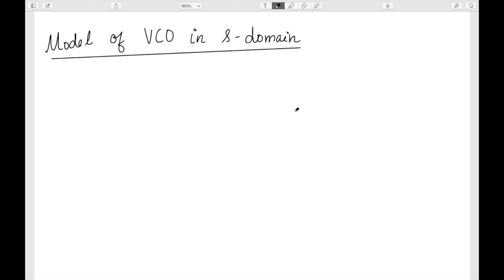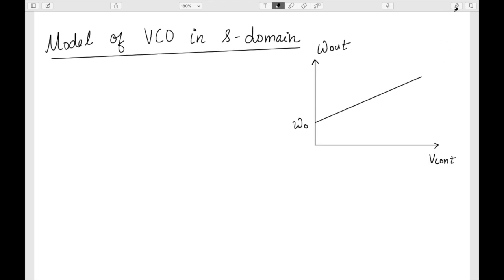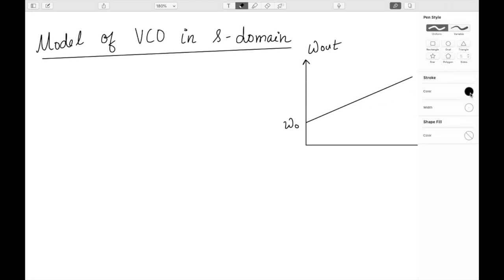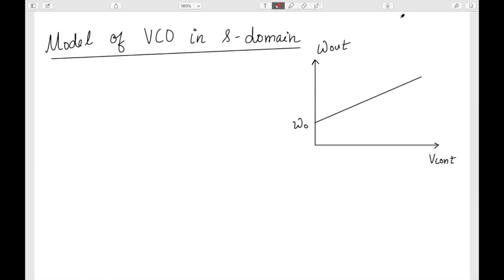Basically, what we are trying to do now is, we have this VCO characteristic. We have the control voltage V cont, and we have the omega out. This is what we had seen in the previous lecture. And we have this omega naught, and we have the slope, which is the KVCO.